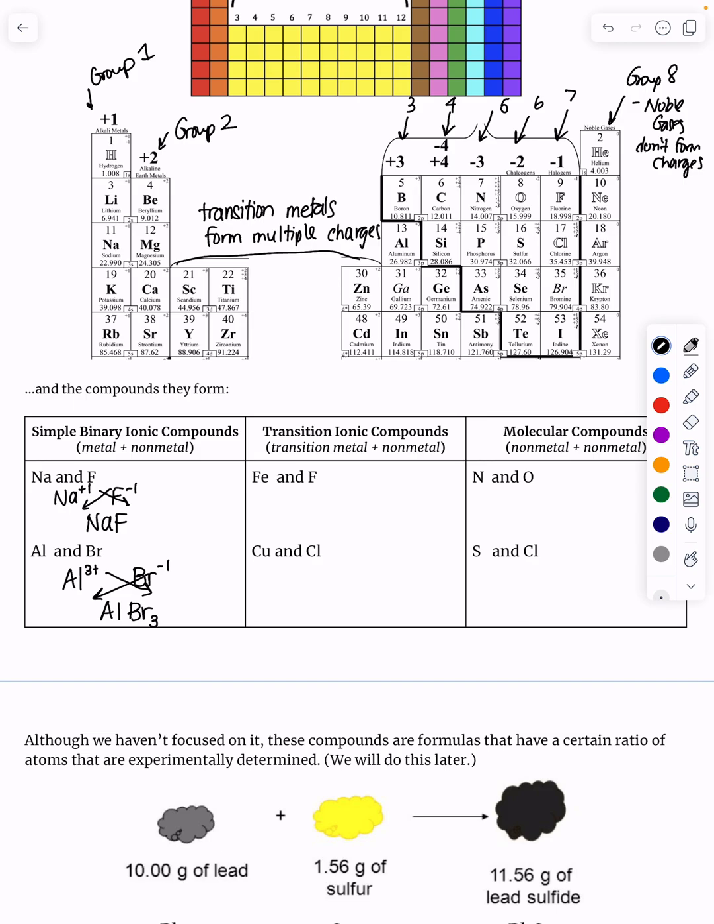Transition ionic compounds, I'll need more information. Fe is a transition metal, so Fe is iron. It could form multiple charges, like Fe+1 or Fe+2. So it could form different compounds with F, so like FeF or FeF2 as an example. Same thing with copper. Copper is a transition metal. Cu is copper. It could form +1. It could form +2. I could have compounds like CuCl, CuCl2. Just putting some examples there.